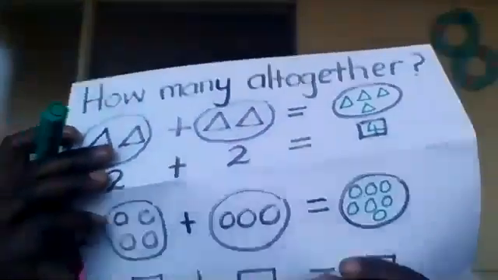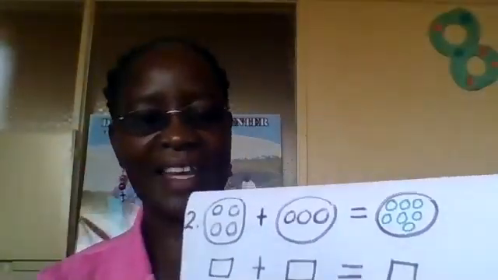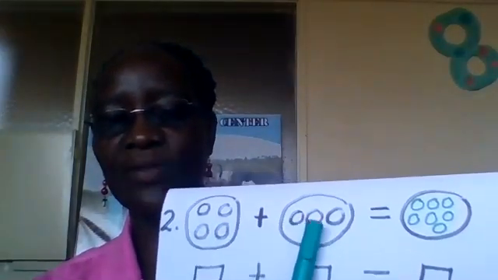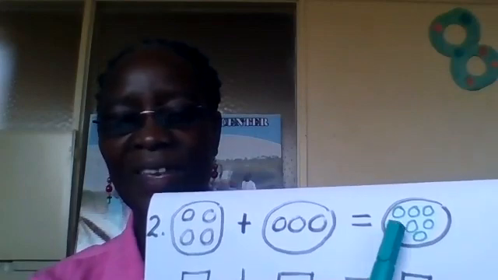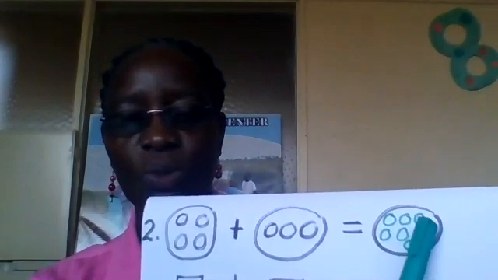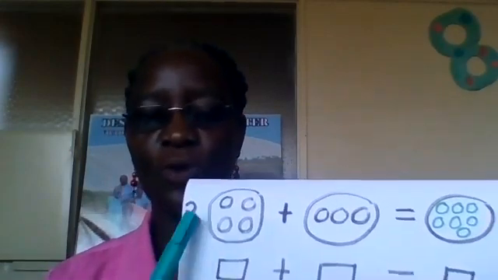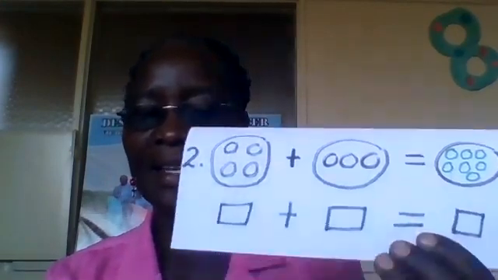Okay, so you take your first 4 there, and then you add 3 more. How many do you have? Let's count. 1, 2, 3, 4, 5, 6, 7. Are there 7 there? Count. 1, 2, 3, 4, 5, 6, 7. Good. So 4 plus 3 equals 7.